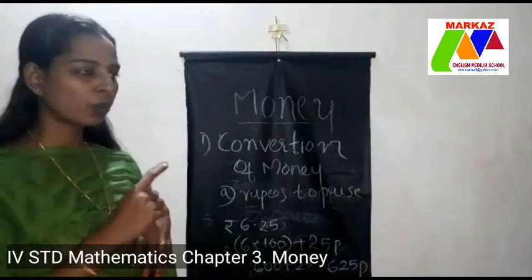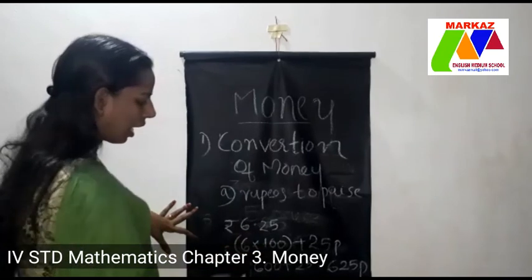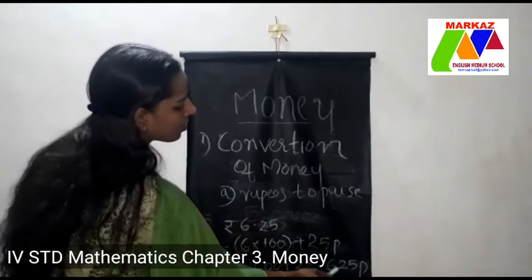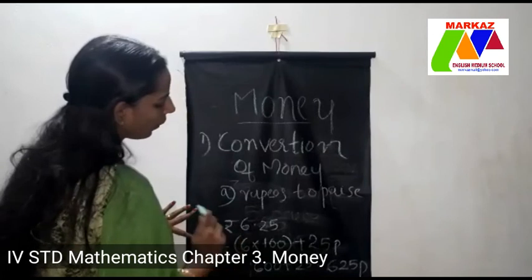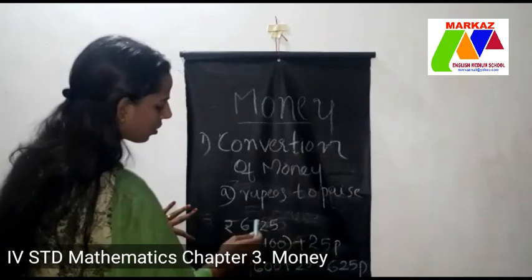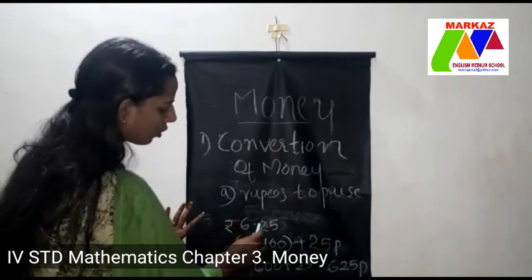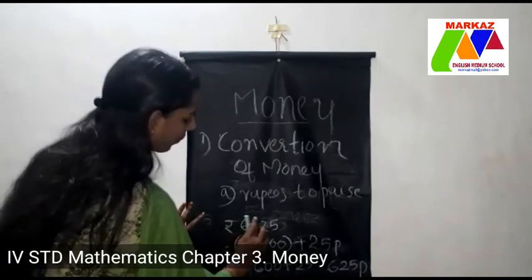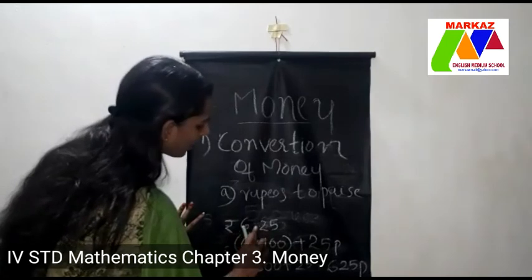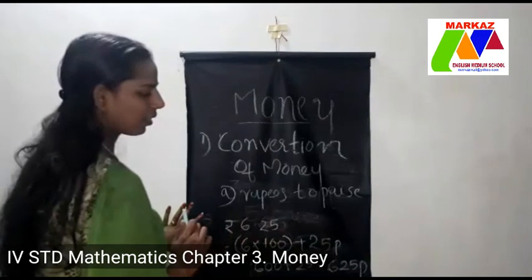Students, note one thing here, 6.25 and the answer becomes 625. So there is an easy method to find this. In order to convert the rupees into paise, just remove this decimal point. So we get the answer.